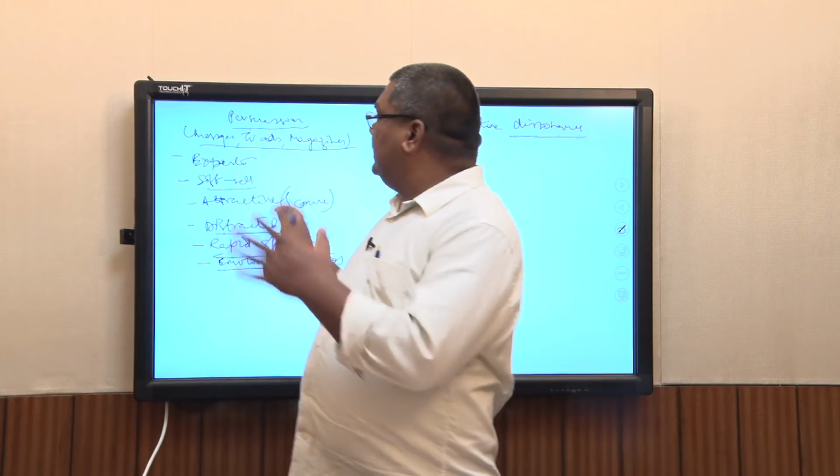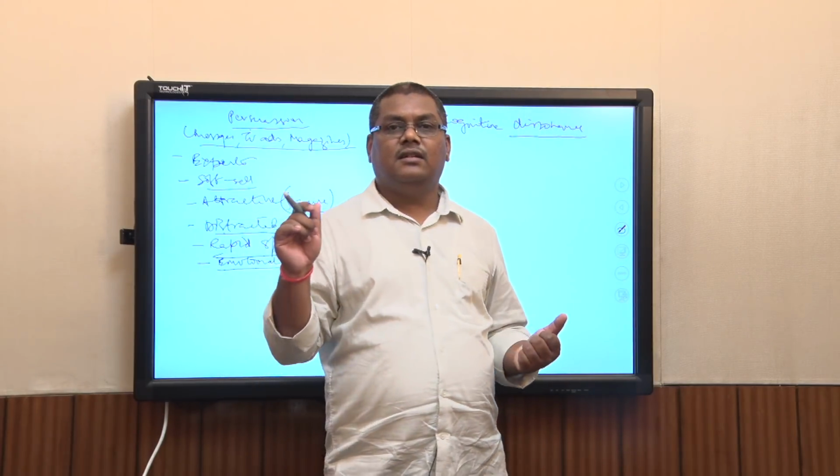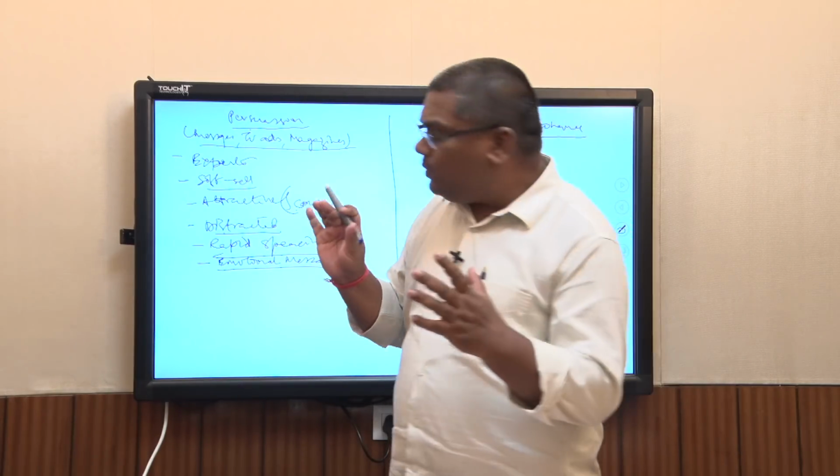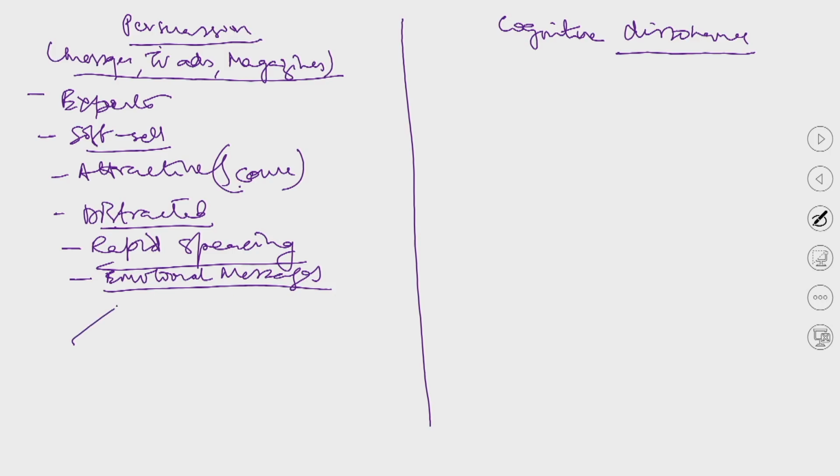So, these are some of the factors which can persuade people to change their attitude, right. And so, there are two basic ways in which persuasion really works. There are two cognitive approaches which make persuasion work. One is called the central route and the other is called the peripheral route.